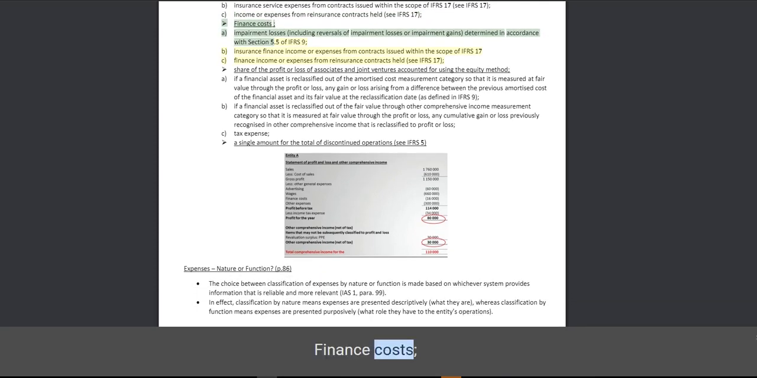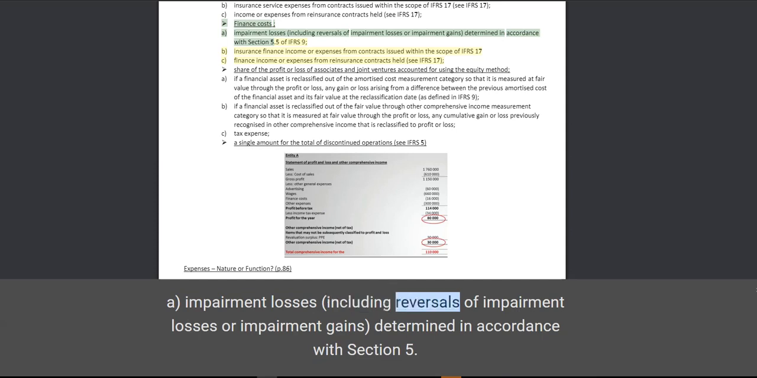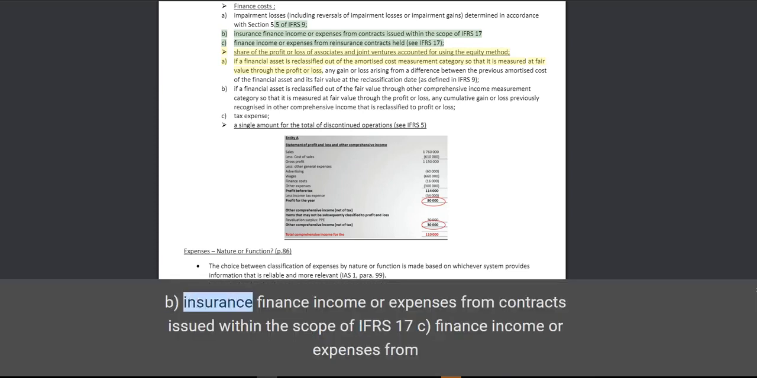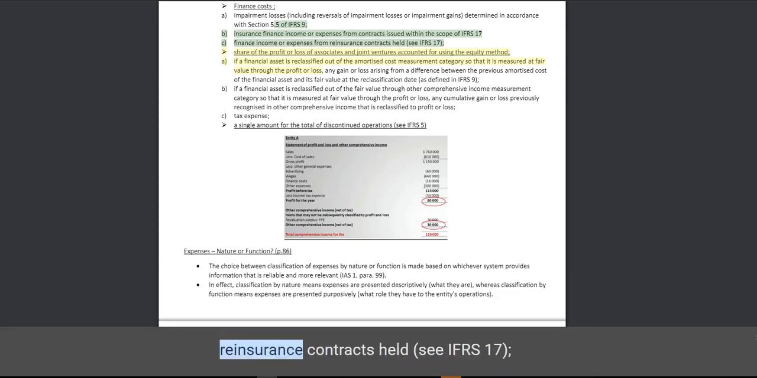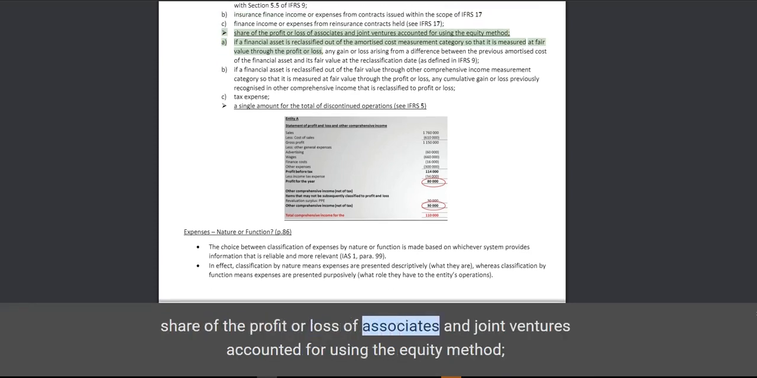Finance costs. A. Impairment losses, including reversals of impairment losses or impairment gains, determined in accordance with Section 5 of IFRS 9. B. Insurance finance income or expenses from contracts issued within the scope of IFRS 17. C. Finance income or expenses from reinsurance contracts held, see IFRS 17. Share of the profit or loss of associates and joint ventures accounted for using the equity method.